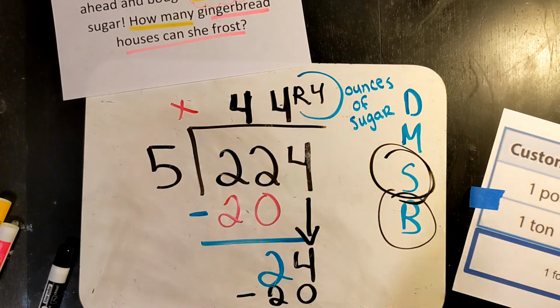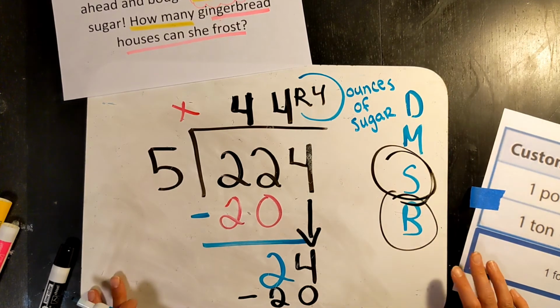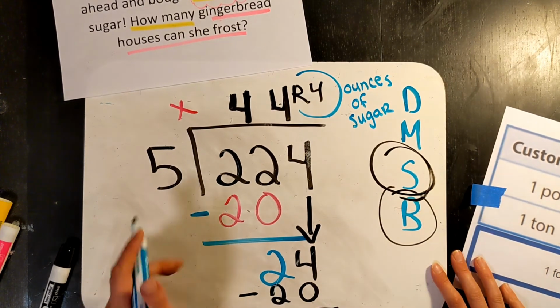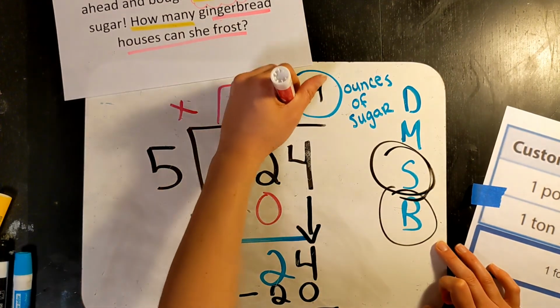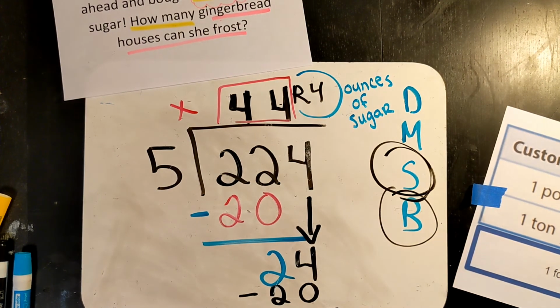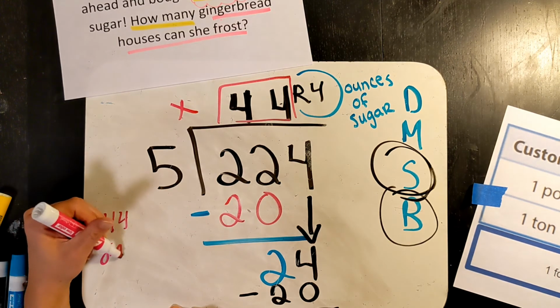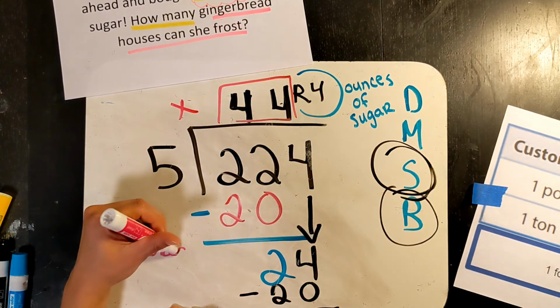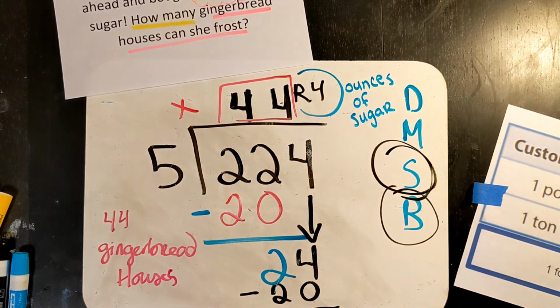Therefore, how many houses can I actually make? Does this remainder 4 help me out and get me enough for another house? Or do I just have to say, gosh, I don't have enough, so I'm making 44 gingerbread houses? 44, 45. What do you think is the actual answer to this question and the label? The answer is 44 gingerbread houses. That's how many I can frost with my 224 ounces.